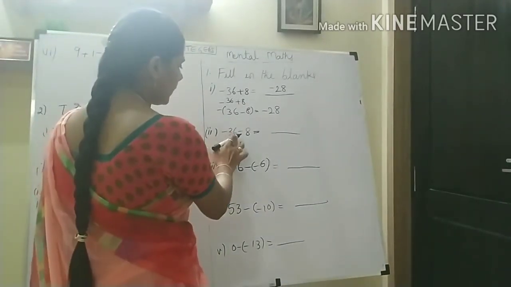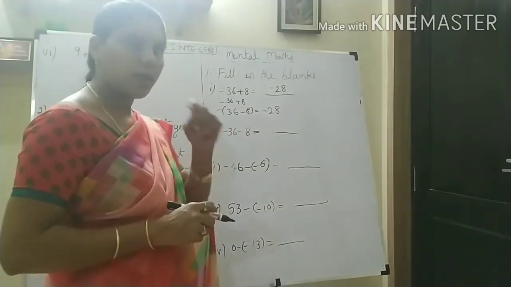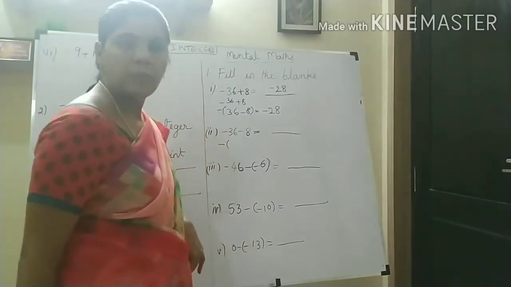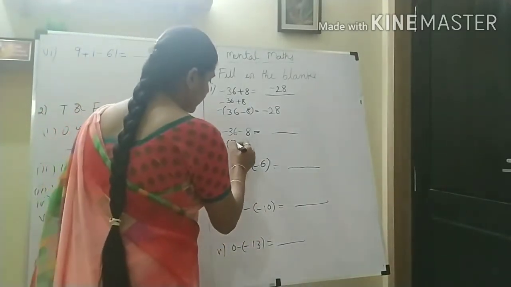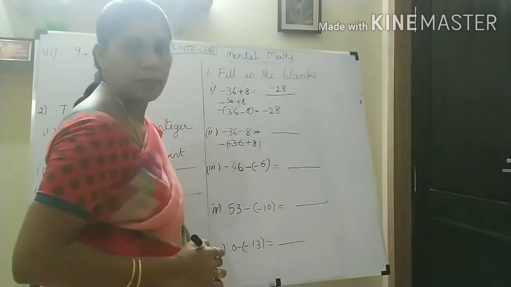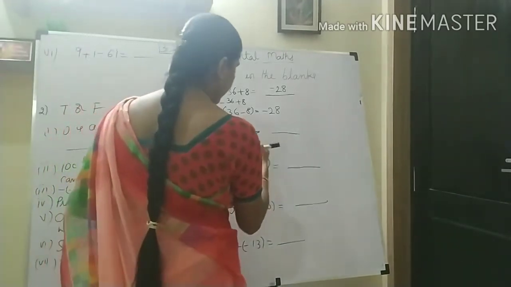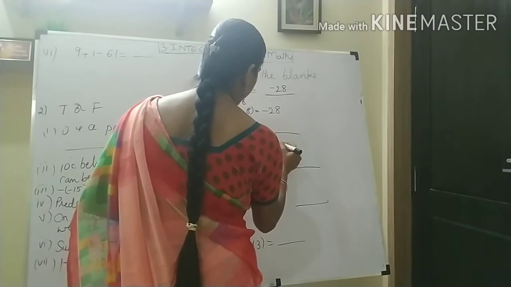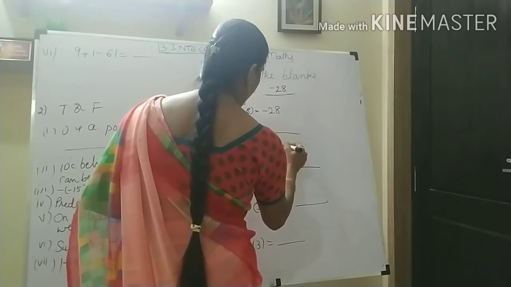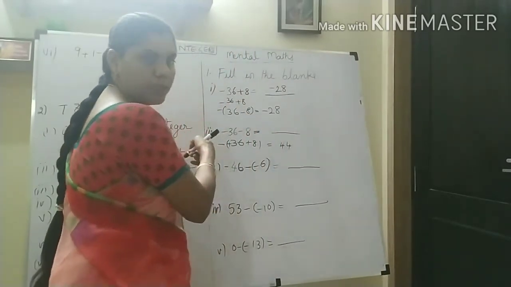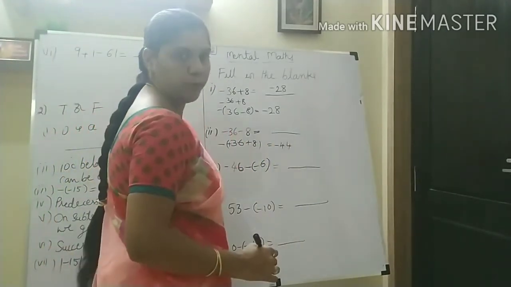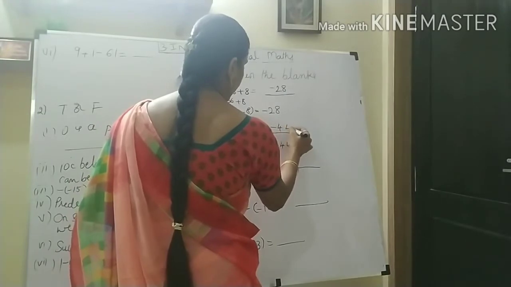See next one, minus 36 minus 8. Here both numbers we have with negative sign. So we can easily take minus as common. Okay, see this will become plus 36. 8 will also become plus. Sign will be plus. Plus 8. 36 plus 8, how much here? So 44. What is the sign here in front of this bracket? So minus we have taken as common. So here minus 44. Your answer is minus 44.